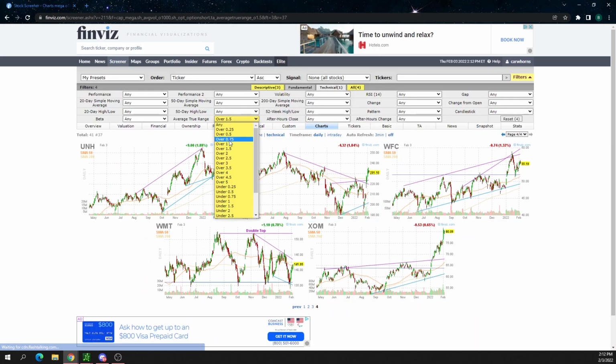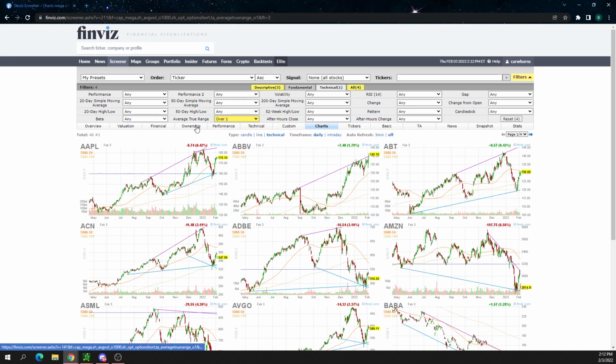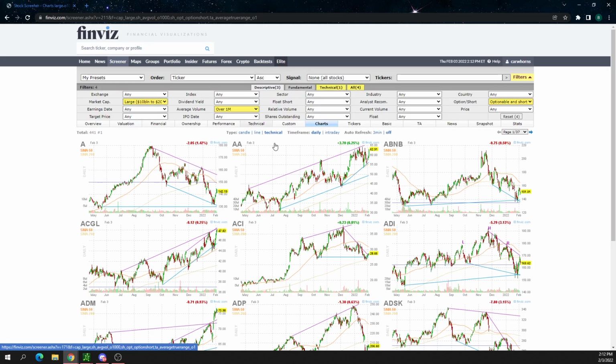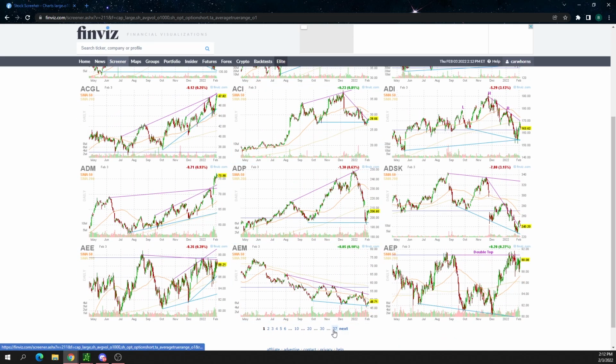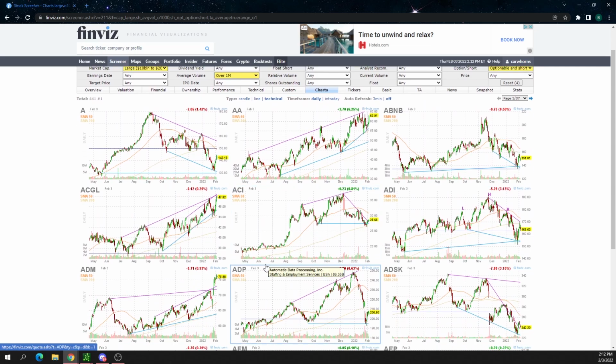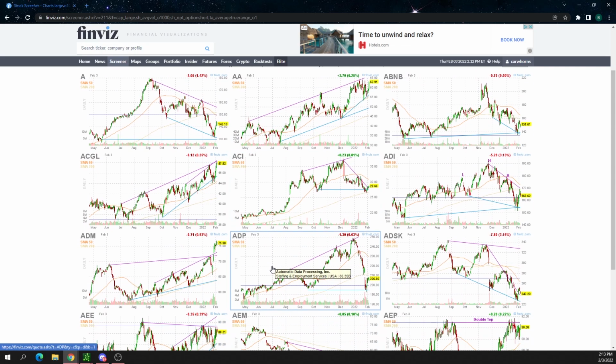And again, you can play around with this. You could change it down to over 1, or you could go to the descriptive and put the market cap at large. Now, if you do that, you're going to get a lot more pages. You now have 37 pages worth of stocks that you can look through. Again, at 12 stocks per page, that's a lot of possible setups that you could trade.